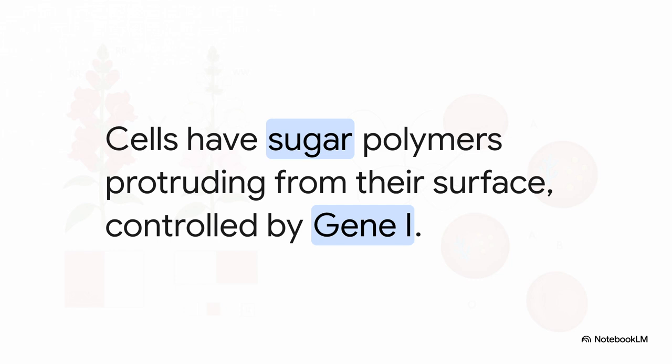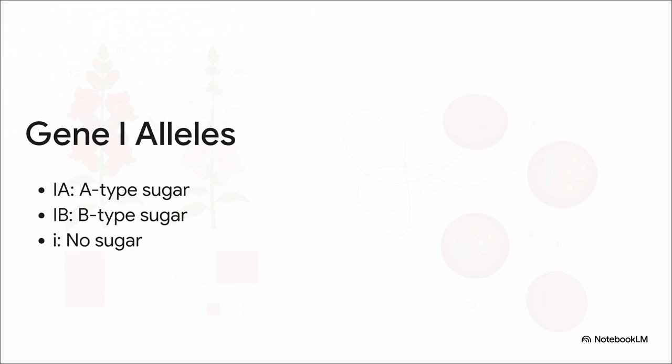And the specific kind of sugar that sits on the outside of your blood cells is controlled by a specific gene, which geneticists call gene I. And here is where it gets really interesting. Gene I doesn't just have two variations, it actually has three distinct alleles floating around in the human population. The allele IA produces an A-type sugar. The allele IB produces a slightly different B-type sugar. And the lowercase i allele, well, it doesn't produce any sugar at all.